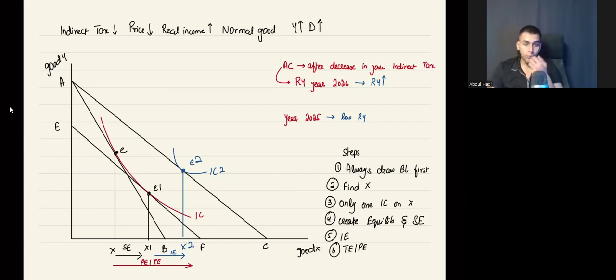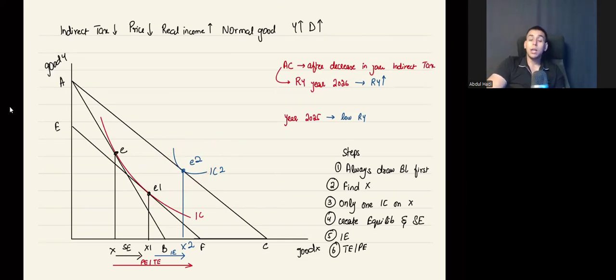Now, another way to prove income effect is that if I remove this line, what do you see? Shift or tilt? You see a shift between E1 and E2. And if you see a shift, this means that I'm talking about income consumption curve and income effect.